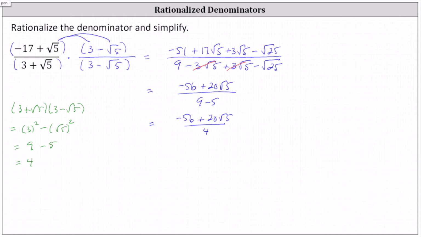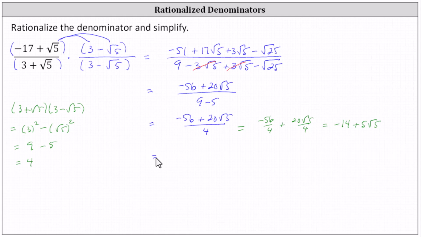One way to simplify is to break this up into two parts, where we have negative 56 divided by 4 plus 20 square root 5 divided by 4, and negative 56 divided by 4 is equal to negative 14. Then we have plus 20 divided by 4 is equal to 5, giving us plus 5 square root 5. The other option would be to factor out the greatest common factor from the numerator, which is 4.